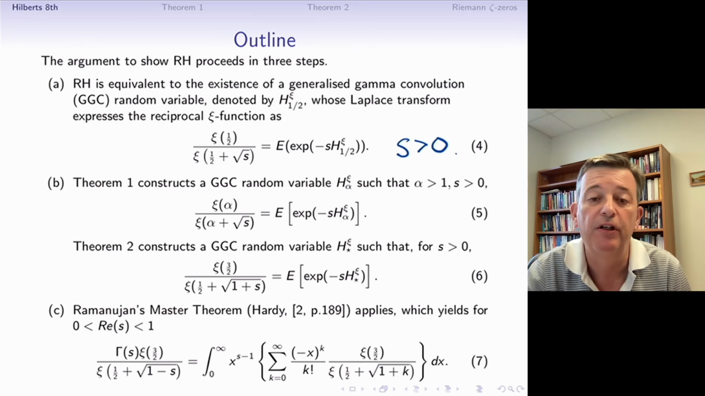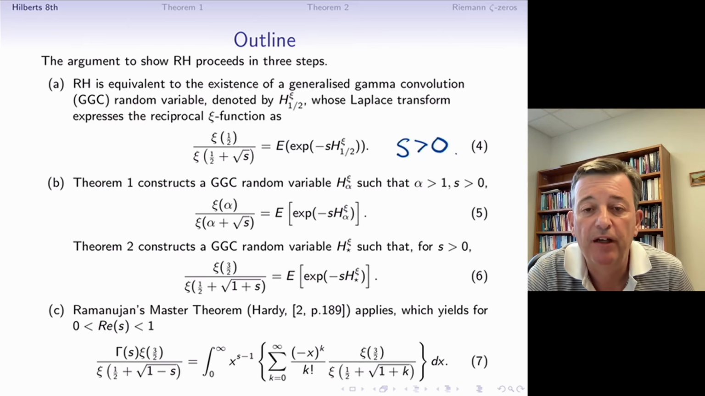A very important point is that this is only a real condition. We only have to show that for s greater than 0. So when you see the square root of s, I'm just taking the square root of a positive real. At the moment, there is nothing complex about s. This is known as Thorin's condition. So we'll first prove part A, which is due to Thorin.